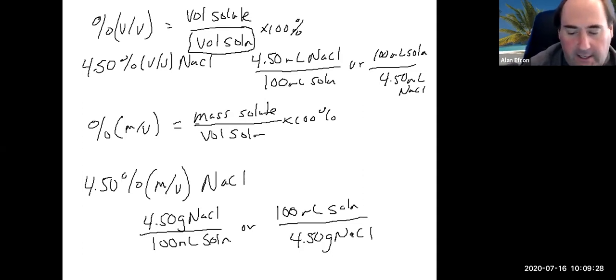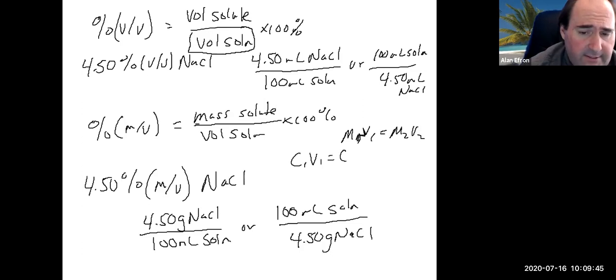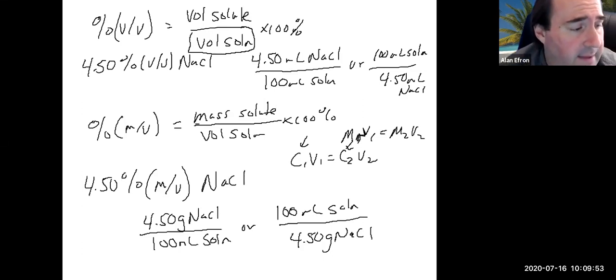And this is what I was talking about, just to tie it together with the dilution part that we were talking about. This is the part where instead of M1V1 equals M2V2, people sometimes will use C1V1 equals C2V2. And again, in place of the molarity there, you could put any of these units in there as well: percent mass to mass, percent volume to volume, percent mass to volume on each side.